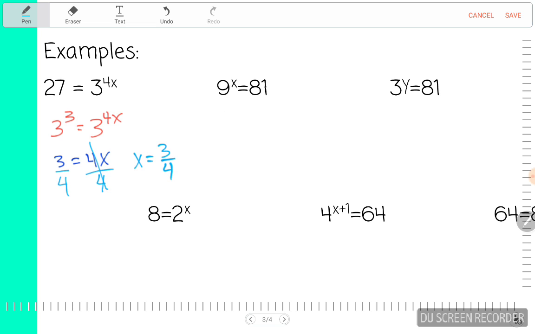Okay, the second one, 81. I know if I want to write that as a 9, I know that 81 is the same as 9 squared. Bases are the same, so I get that x equals 2.